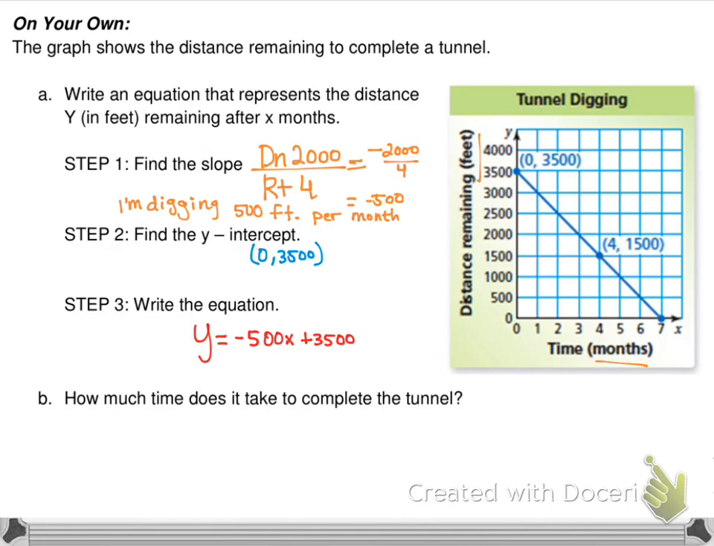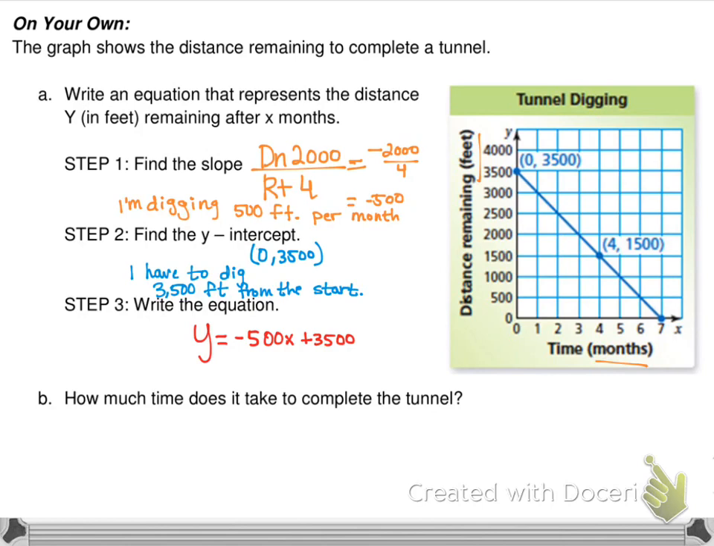The y-intercept is 0, 3,500. What that means is when I start digging, I have to dig 3,500 feet in the beginning. And then my equation in red, I'm just putting the slope and the y-intercept all together. Okay, so this is us analyzing this graph.